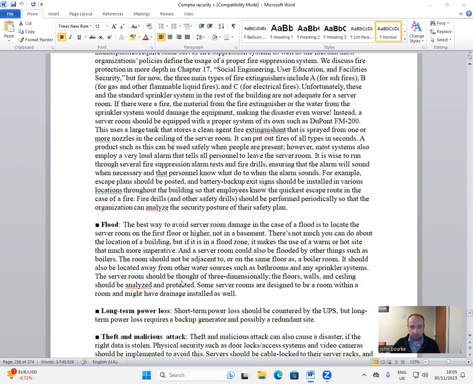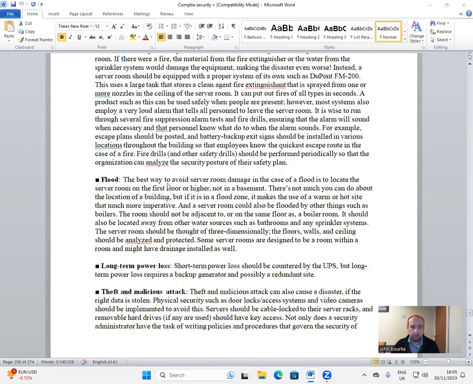their security plan. Flood. The best way to avoid server room damage in the case of a flood is to locate the server room on the first floor or higher, not in the basement. There's not much you can do about the location of a building, but if it's in a flood zone, it makes the use of a warm or hot site that much more imperative, and the server room could also be flooded by other things such as the boilers.